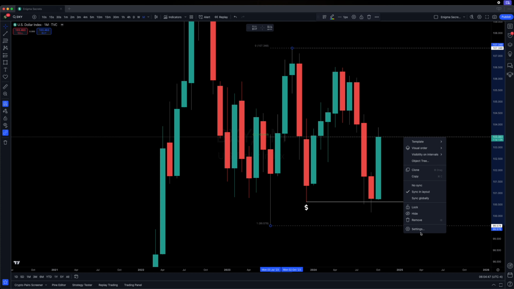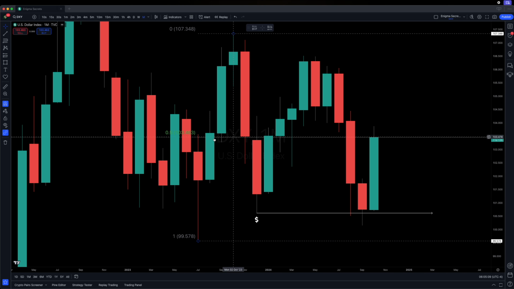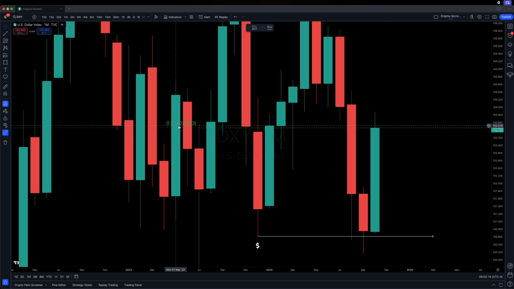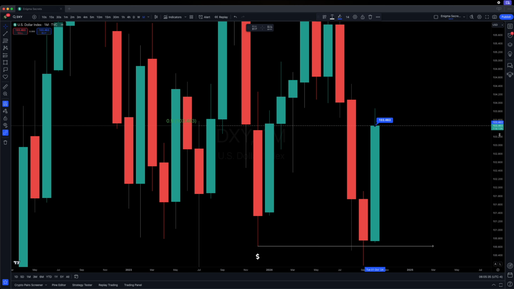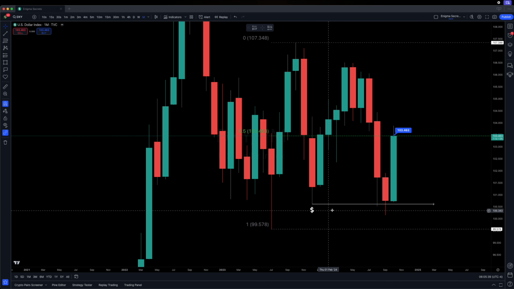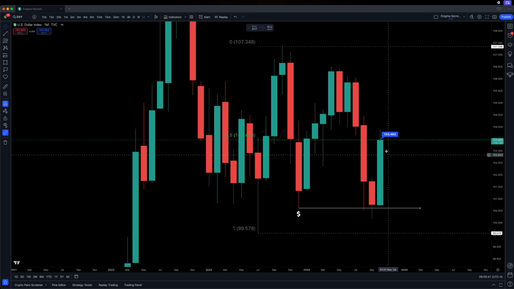Let's make sure you guys can see this. This price at equilibrium is 103.463. What price did we end this previous week at? 103.463. Okay, this isn't a fluke, because what did the algorithm do? Bought in a discount to sell in a premium.